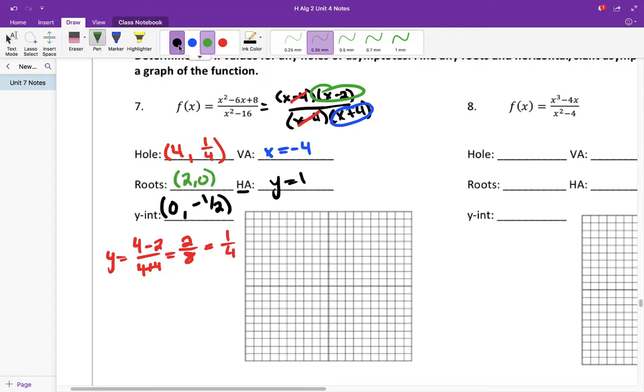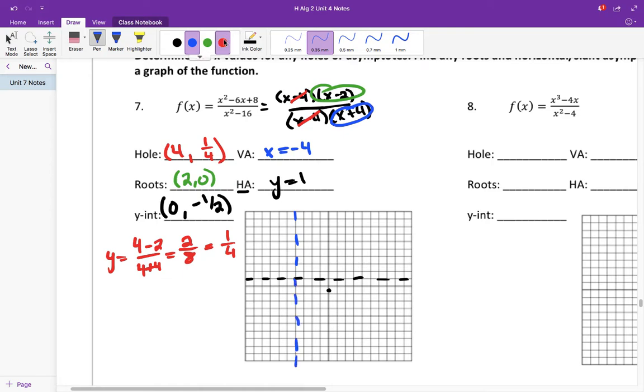So now I get to go through and start to graph everything that I've got. Looking at my y-intercept, that's the point (0, -1/2). I have a horizontal asymptote through y equals 1, so I'm going to graph that in here. For my remaining information, vertical asymptote through x equals -4. So -1, 2, 3, 4. So -4 here is going to be where I put that vertical asymptote.